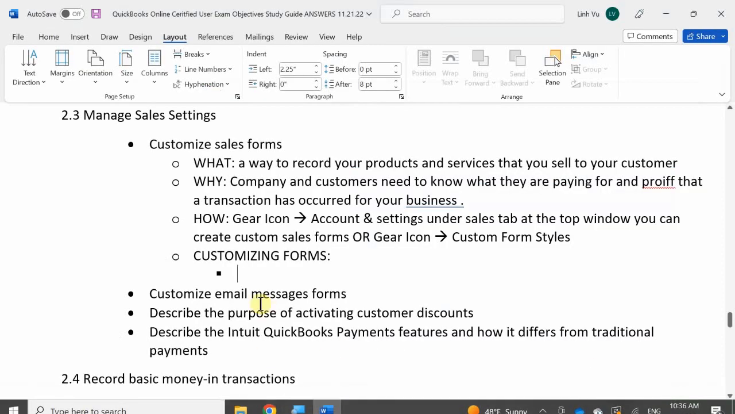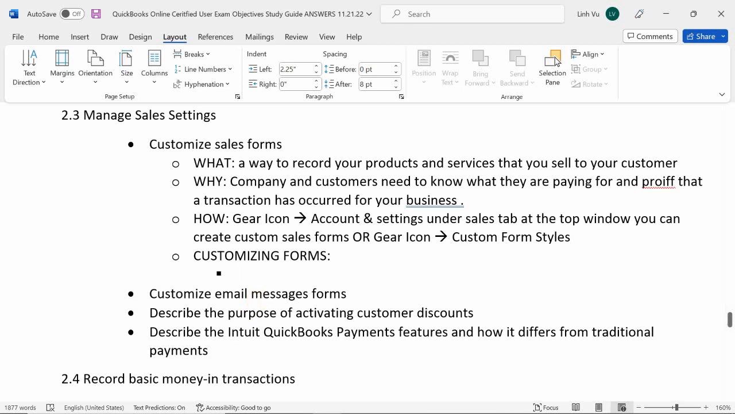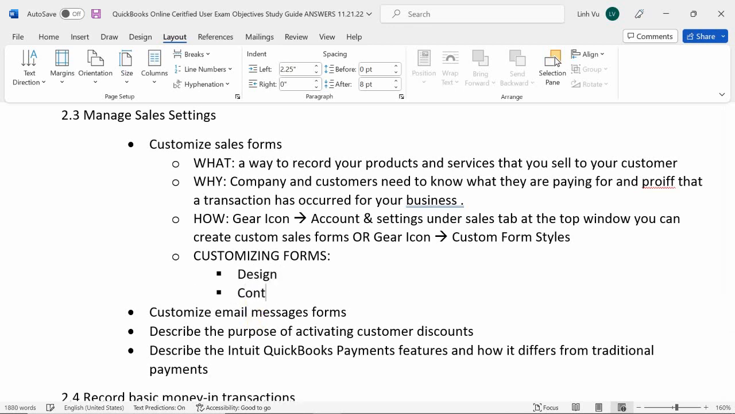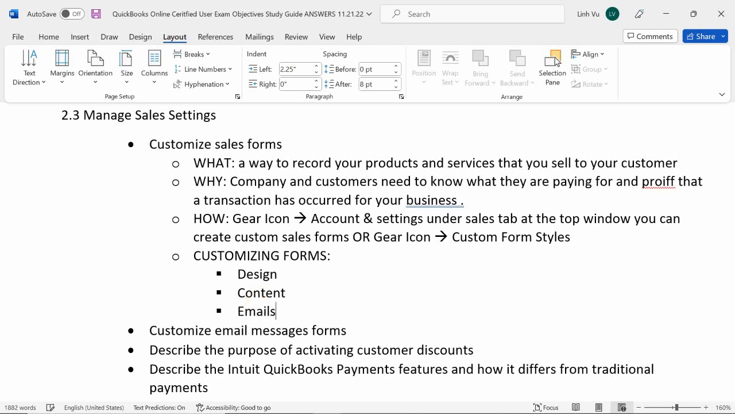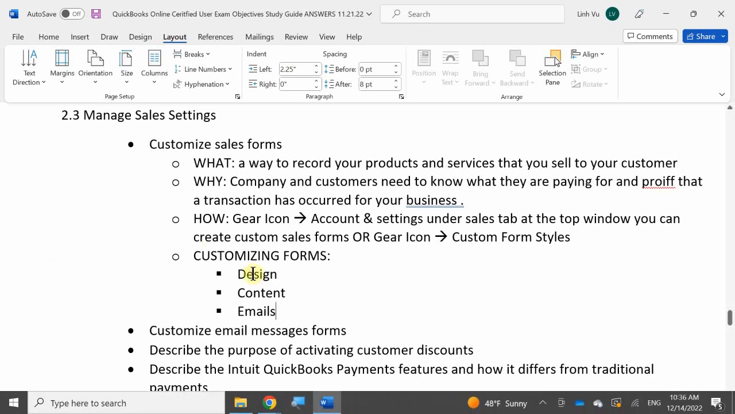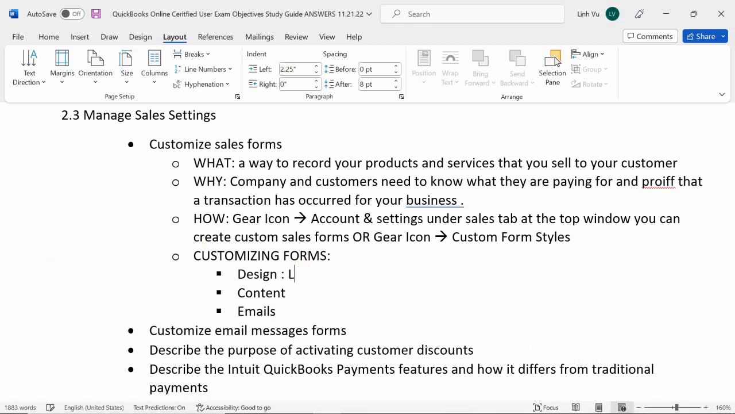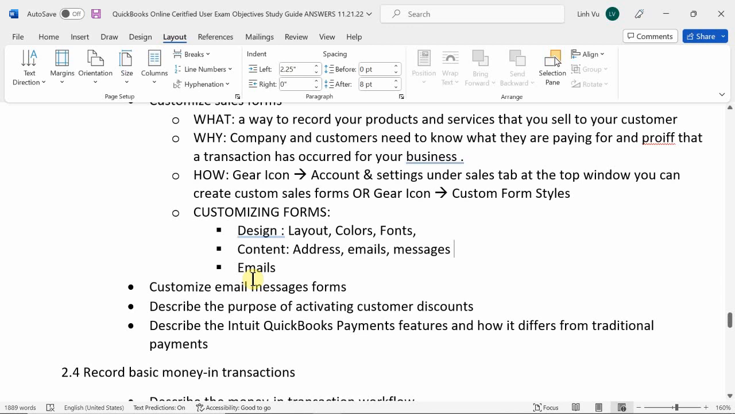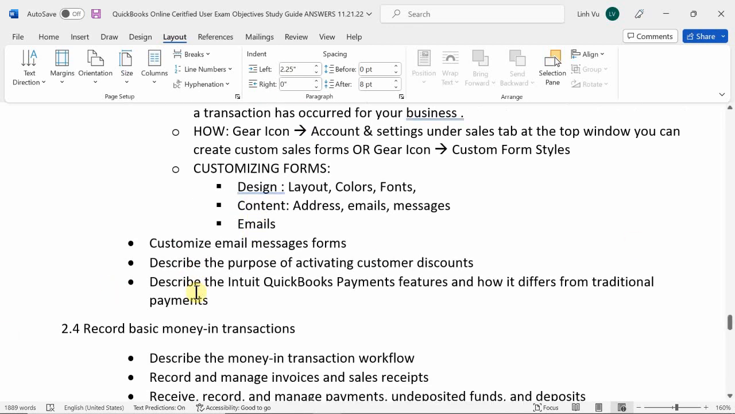Okay, so that's there. So again, you have design, content, and you have emails. So that will answer the next question about customizing your messages for emails, right? So again, design could be layout, colors, fonts. Okay, content is going to be literally content like addresses, emails, messages, right? Whatever you want to put on there. And of course, you can also further customize it by changing the layout of how it looks, right? You just click on it and click and drag, right? So again, there you go. So explore that option there. This is also another chapter 2 thing. We did take a look at customizing our sales forms in chapter 2. Okay.